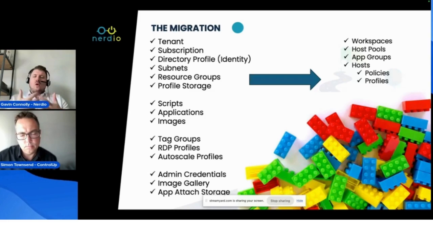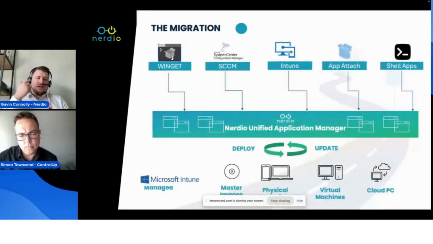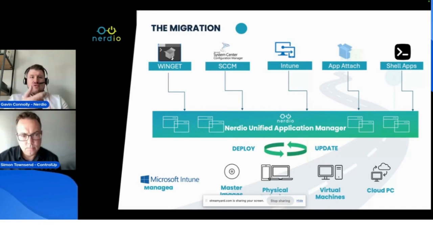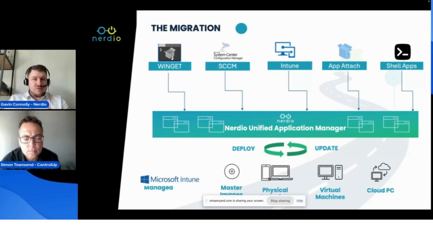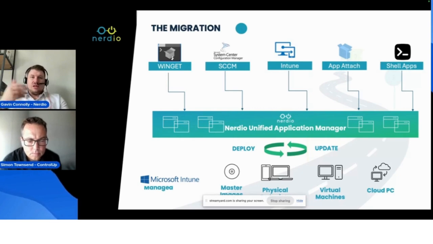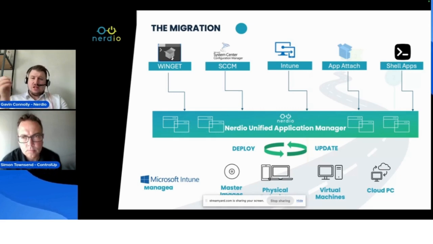One core thing that we do to really help accelerate this is what we call the Nerdio Unified Application Manager. That is the ability to plug into different application repositories that you may have. That includes the Microsoft public Winget repository, the Microsoft Store. You can also have your own private Winget repository for your own bespoke apps. We can plug into SCCM if you use that for your app delivery. We can even plug into Intune for Intune application delivery, as well as supporting App Attach and this new concept of shell apps, which is for more complex PowerShell installation scripting.